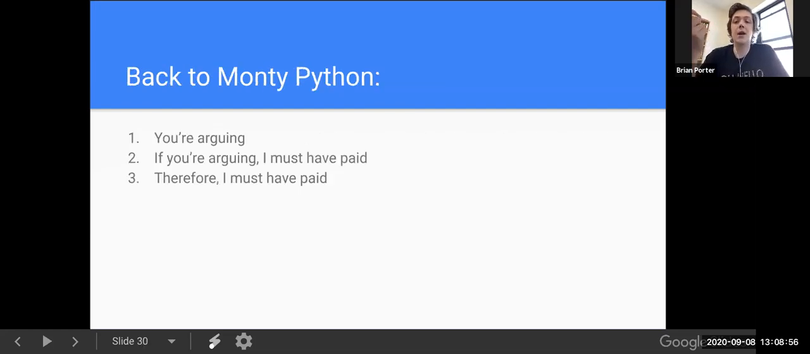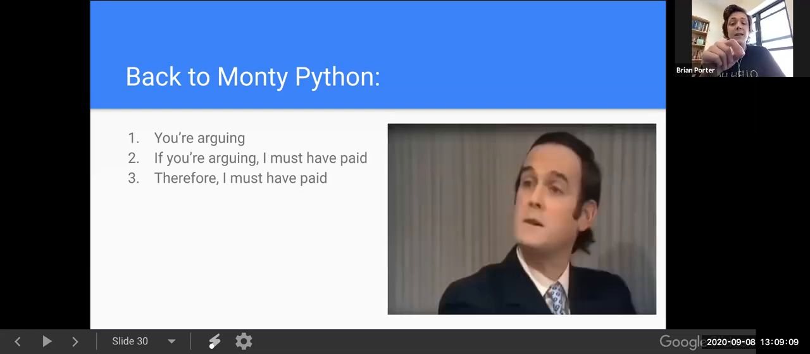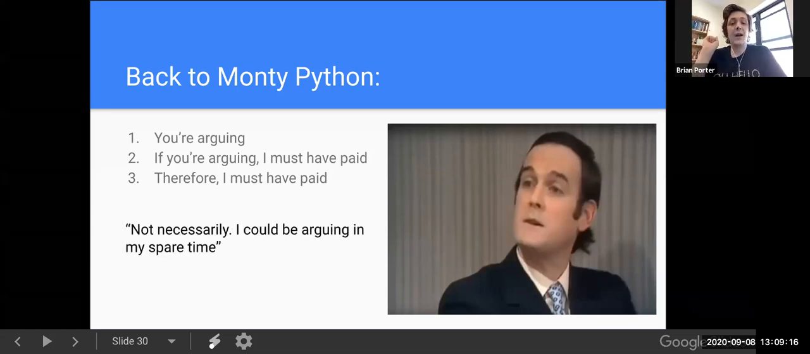So back to the Monty Python example, Michael Palin, guy on the left, says, you're arguing. If you're arguing, I must have paid. Therefore, I must have paid. That's his argument. John Cleese, guy on the right, has a counter-argument, disagrees. He says, not necessarily. I could be arguing in my spare time. So he maintains that Michael Palin did not pay. He rejects the conclusion. And so he needs to reject one of these premises because the argument is valid.